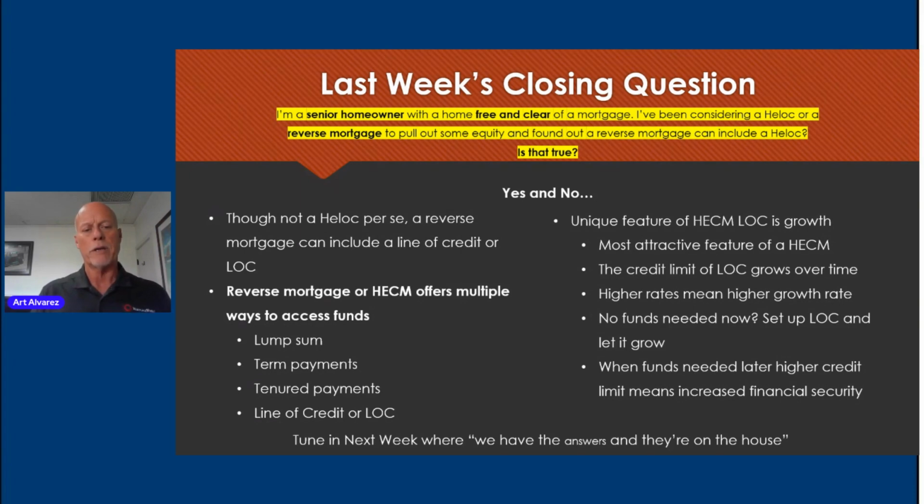Well, in a reverse mortgage, or more properly, a HECM, a Home Equity Conversion Mortgage, which is the core reverse mortgage product, it is administered, or actually insured, by FHA. And when you get a HECM reverse mortgage, you will be presented with multiple ways to access the funds. I've got them listed there in the bullet points. Of course, number one, there's going to be a lump sum amount.